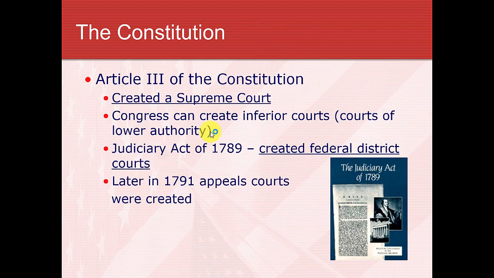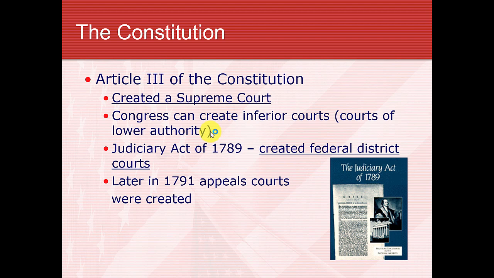So in the Constitution, we can find the Supreme Court and the judicial branch in Article 3. So in Article 3, we have the creation of the Supreme Court, which is our highest court in the United States. And then the Constitution also gives the Congress the power to create inferior courts, which are basically like courts underneath the Supreme Court. And so we're going to see an example of that with the Judiciary Act of 1789, which created our federal district courts, which is our lowest level of courts.